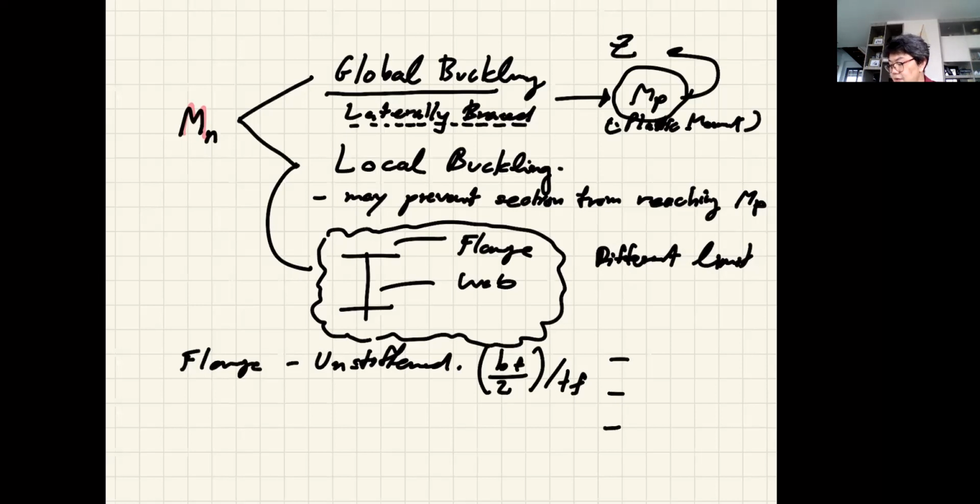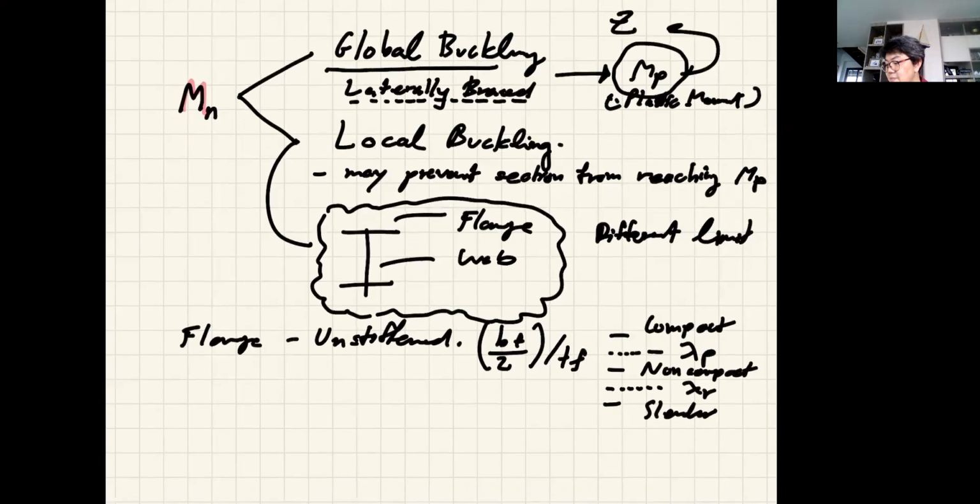Okay, we have three zones. If the slenderness ratio of the flange is less than what we call lambda p, your flange is compact. If the slenderness ratio of the flange exceeds lambda p but not lambda r, we call our flange non-compact. And if it exceeds lambda r, it becomes slender. Okay? And you can say the same about the web.